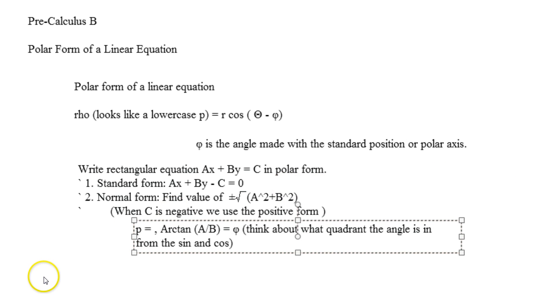So we're going to actually work with a problem so you can see how this works, and it will all make sense when we get there. Here's the actual linear equation. Now we're going to write it in polar form so we can graph it. So 2x minus 7y plus 5 equals 0.